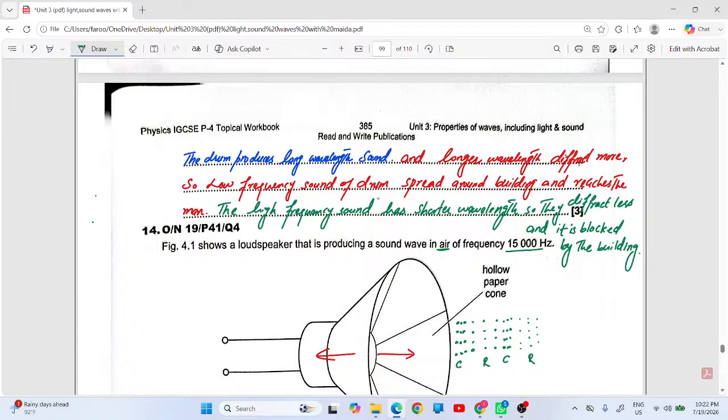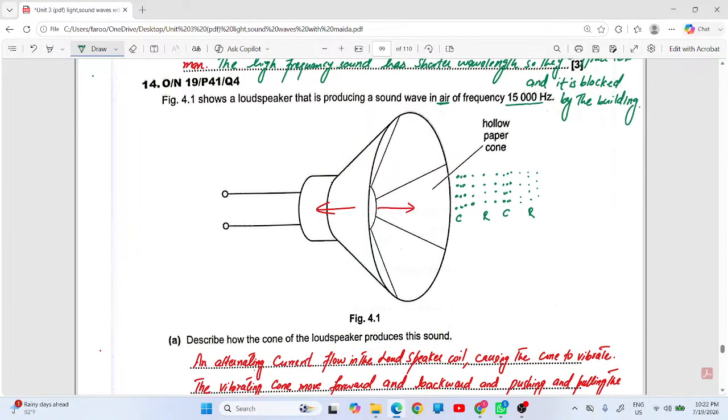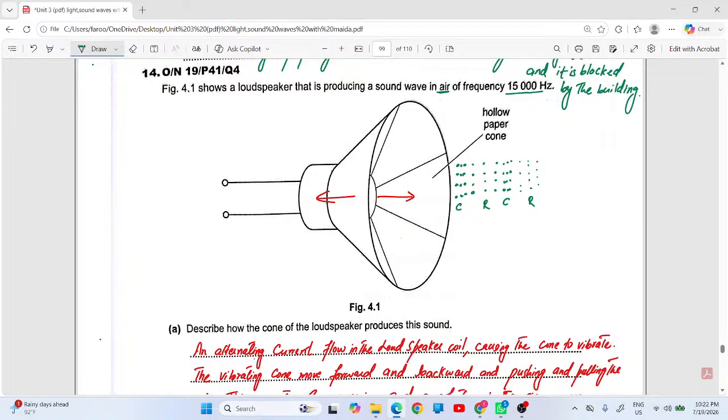Longer wavelength diffracts more because their wavelength becomes comparable to the size of the corners. So the low frequency sound of the drum spreads around the building. The drum has low frequency, so the wavelength is more, and it spreads around the corner and reaches that person. High frequency sound has shorter wavelength, so it diffracts less and is blocked by the building.